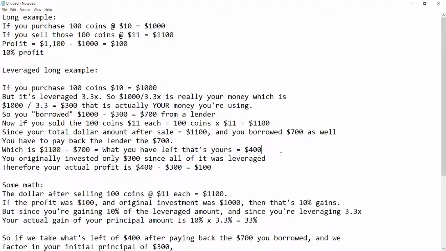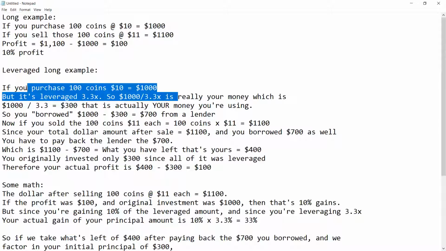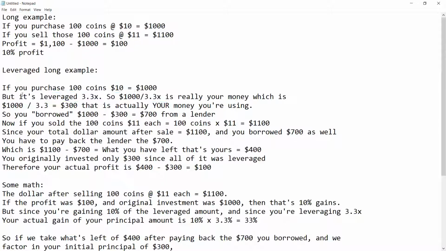You originally had, say, $300 in your margin account, right? But now you're leveraging and making a leverage trade, and now it's multiplied by 3.3. Everything is multiplied by 3.3. So you're actually trading $1,000, okay? Now that you're selling your coins at $11 each, and you have 100 coins, what you will have in your margin balance that you can trade is now $1,100, okay?